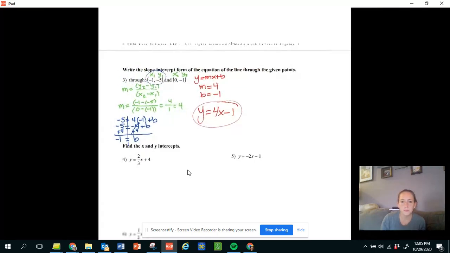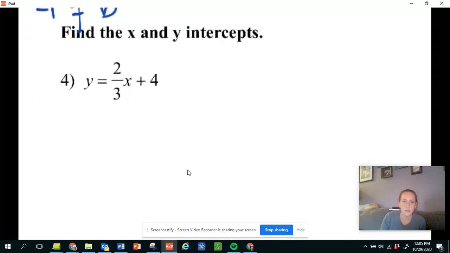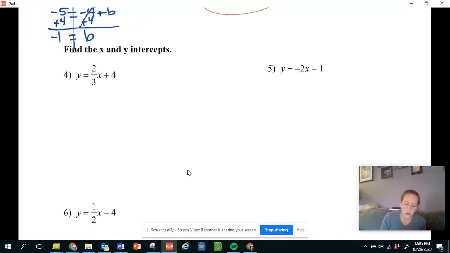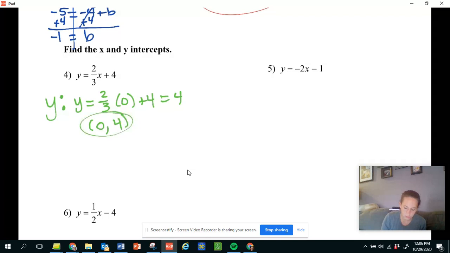Awesome. All right, last ones. To find the x and y intercepts, let's do all the y-intercepts first because those are pretty easy. So to find the y, I'm just plugging in 0 for x. So I do 2/3 times 0 plus 4, which is just 4. But remember that you should write it as a point. My actual answer is the point (0, 4).